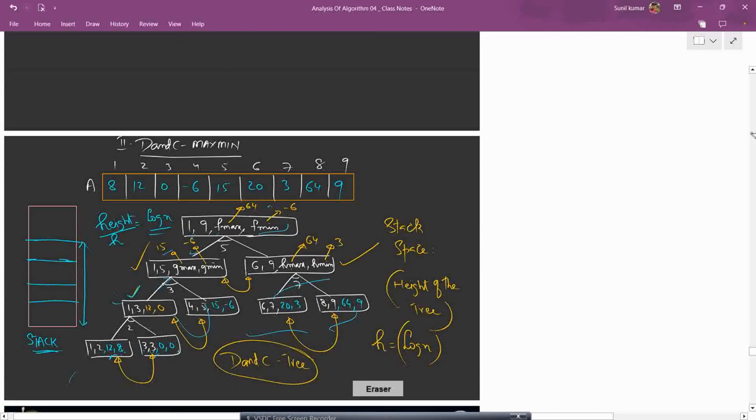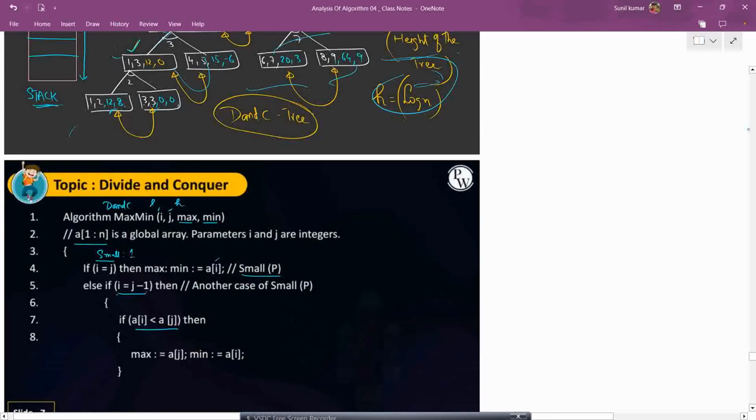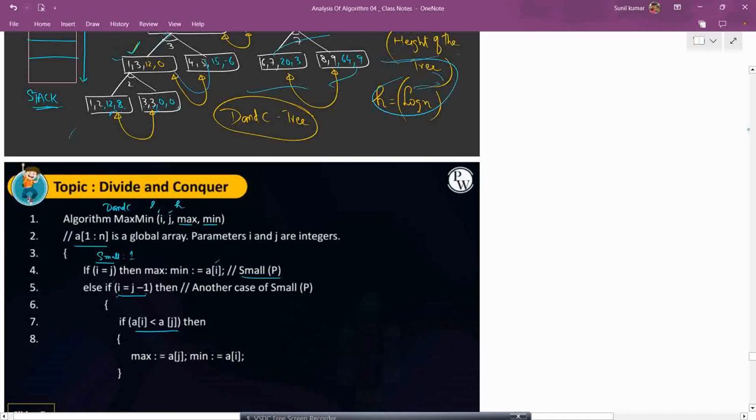So what is the complexity of comparisons? The number of comparisons would depend on the height of the tree, right? So it would be log n. Just take the height of the tree, h is equal to log n.